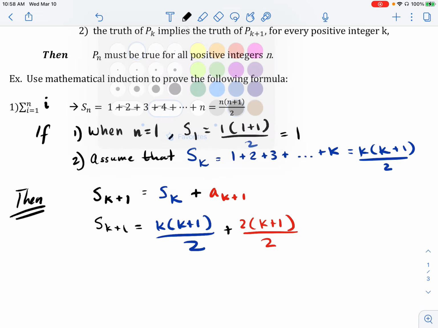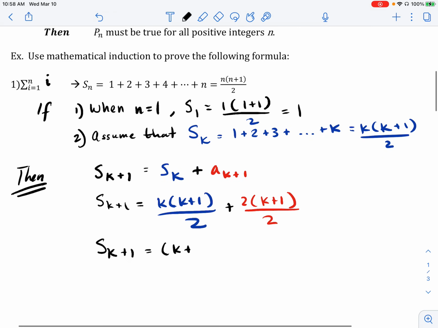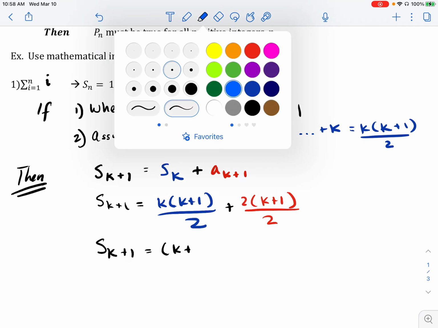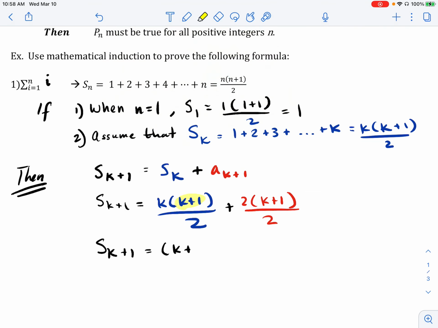Now let's clean that up a little bit. So S sub k plus 1 is equal to k plus 1, and let's see here. I notice that there's a common factor of k plus 1 in both of these terms. So let's actually factor out k plus 1, and what's left over is k plus 2, all of that over 2.